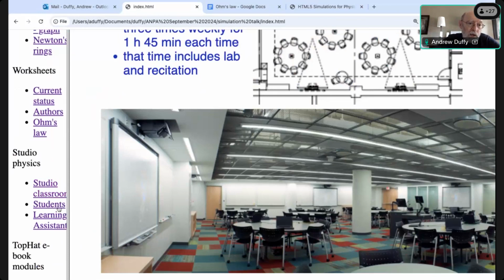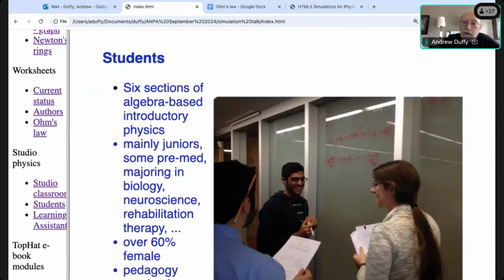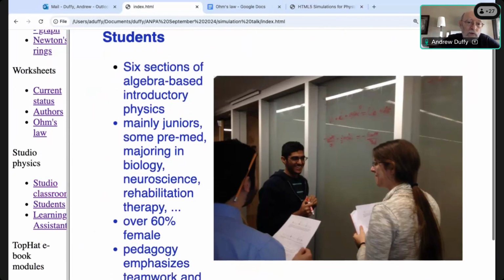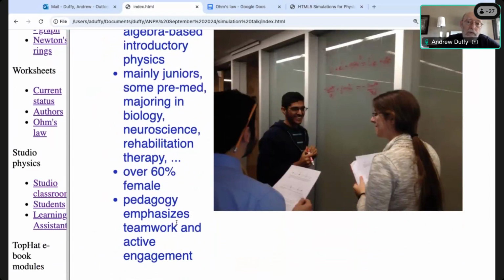Okay, so here you can see, here's that frosted glass where people are working on worksheets. So we have 6 sections, mostly juniors, actually. It's an intro physics course, but most of them are juniors. They're mostly pre-med students, biology majors, life science majors in general. Over 60% female, and we really try and emphasize teamwork and active engagement. There are times when we are presenting slides in that room, but that's not what the room is for. The best times are when this is happening, as you can see in the picture, when people are working together on the boards.